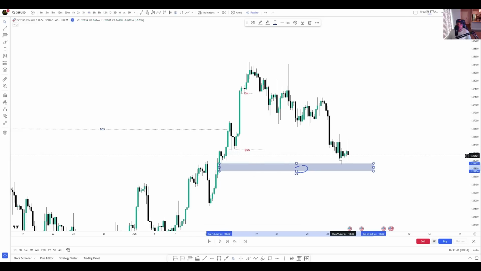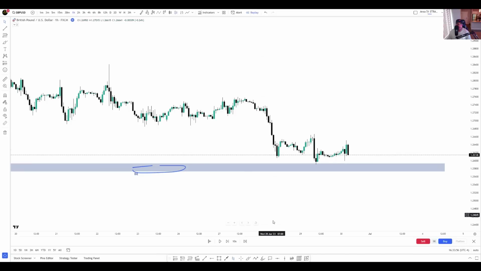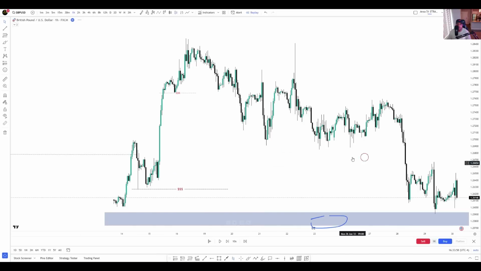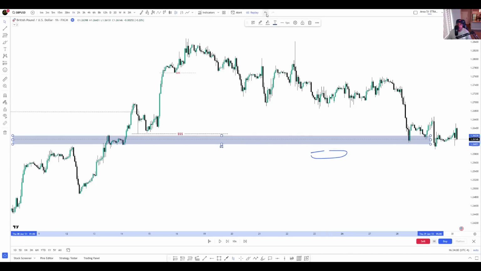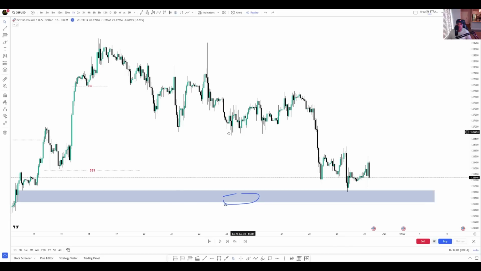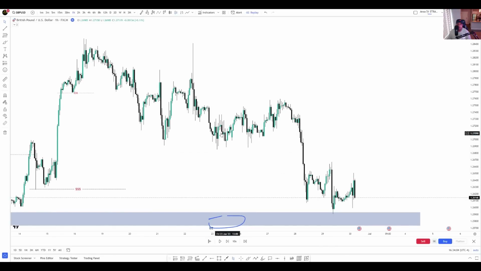So now price came back to the higher time frame demand zone, this zone here. So now what I did was I went all the way down to the 1 hour time frame. After I went to the 1 hour time frame, I went ahead and marked my Asia high and Asia low liquidity.